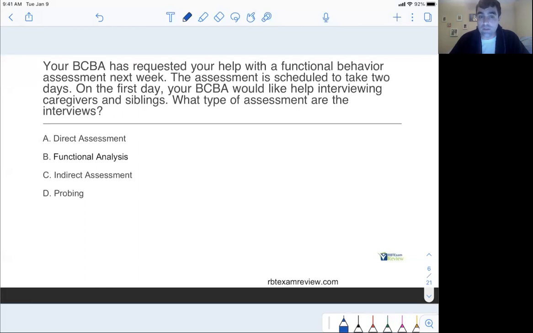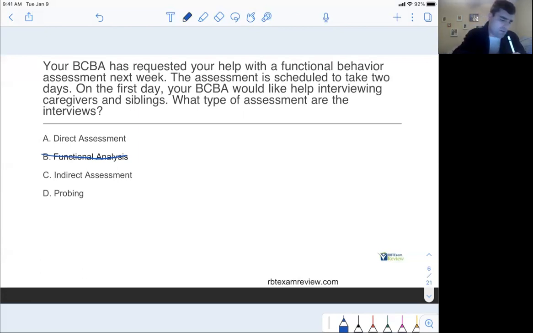So immediately you can eliminate 2. You can eliminate functional analysis, because the interview is not going to help us determine the function. Functional analysis involves direct observation with manipulation of the client. Here we are interviewing caregivers and siblings, so we're not trying to find out the function by observation. We're asking people around the client what they think and what they know about the client, etc.